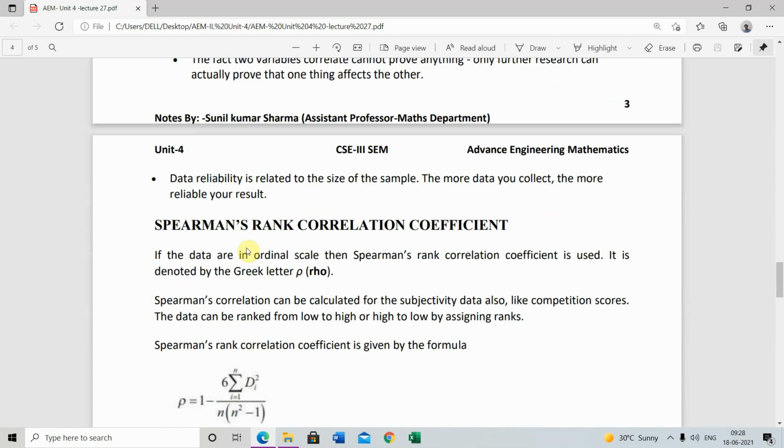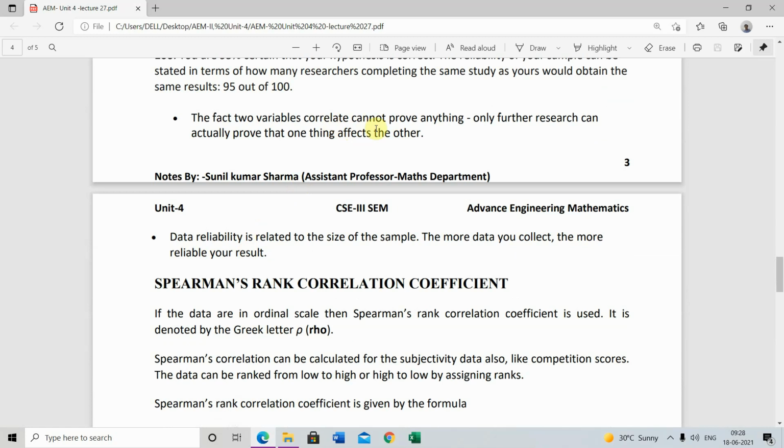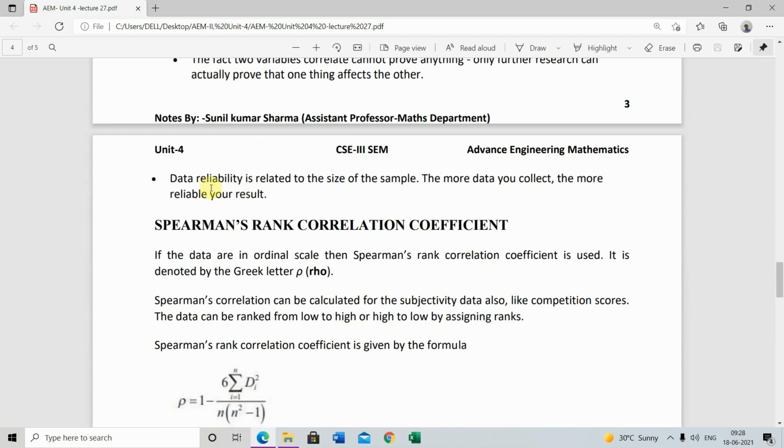The fact two variables are correlated cannot prove anything. Only further research can actually prove that one thing affects the other. Data reliability is related to size of the sample. The more data you collect, the more reliable your result.